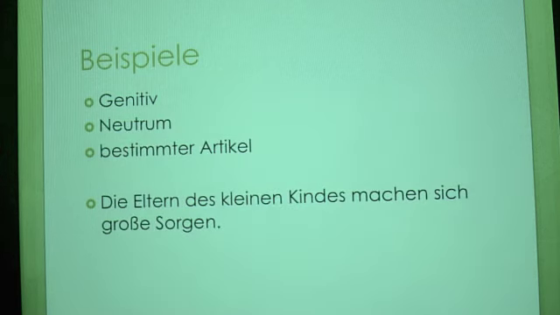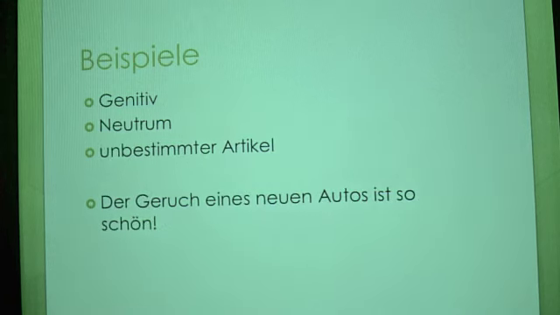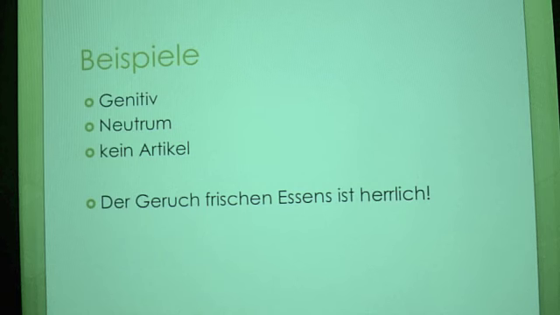Moving on to neuter. Die Eltern des kleinen Kindes machen sich große Sorgen. You have the strong ES and a weak EN. Same with the indefinite article. Der Geruch eines neuen Autos ist so schön. And our last exception, genitive neuter without an article, one would expect the ES, but it has the exceptional ending EN. Der Geruch frischen Essens ist herrlich.